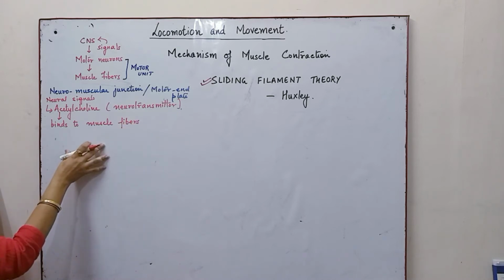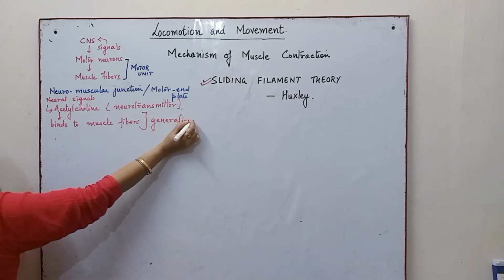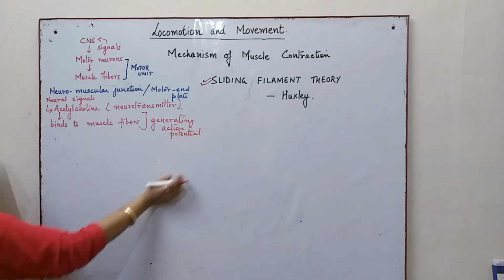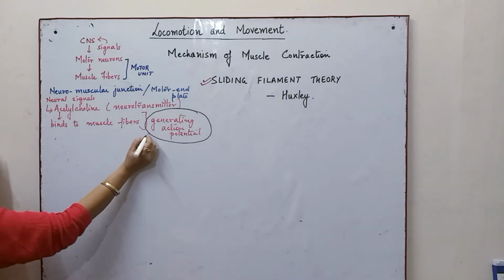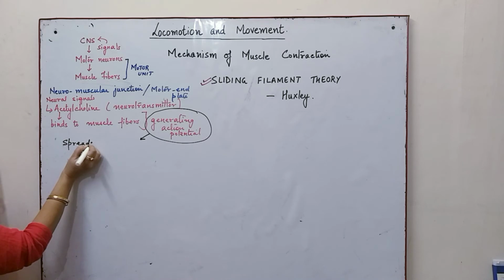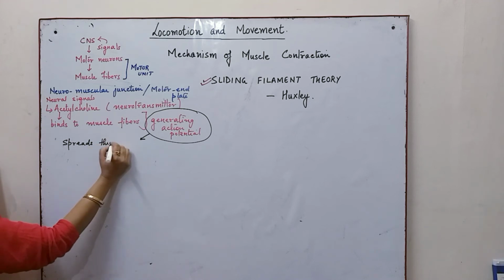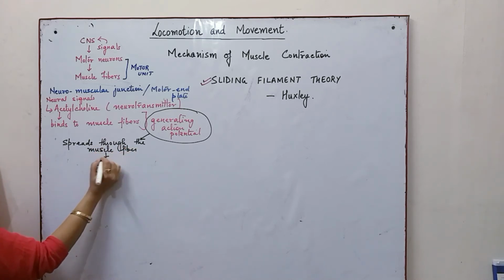Now, when it binds to the muscle fibers, this generates an action potential, because before the acetylcholine comes in contact with the muscle fiber, the muscle fiber is in the resting stage. So as a result, the action potential is generated. Now, this action potential further spreads throughout the muscle fiber.